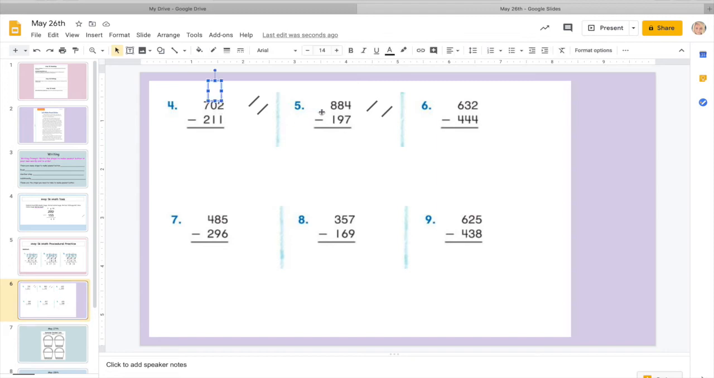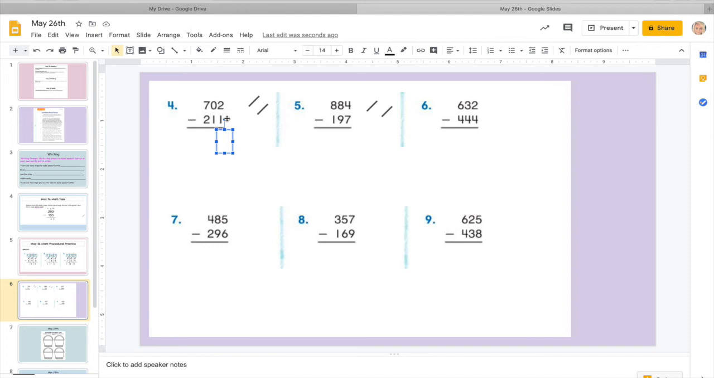And then we are going to move on with some more procedural practice, where I'm going to go over 4 and 5 with you, and I'm going to want you to try 6 through 9 on your own, okay? All right, I know these look a little bit different, but they are still lined up based on the place value. They just do not have the lines to keep them organized, but that's okay because we're following the same steps. Starting with, we're going to subtract 702 minus 211.